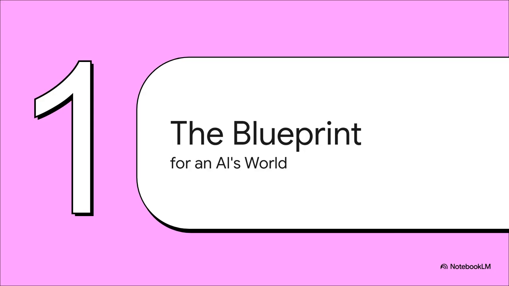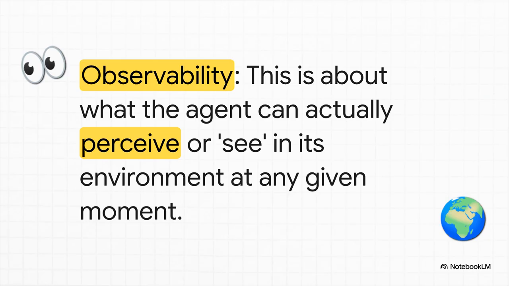Okay, so how do we actually do that? Well, we use this kind of blueprint, a set of 6 key properties that lets us classify any task environment. Once you understand these 6 dimensions, you know exactly what kind of challenge you're up against. All right, let's dive right in. First up, we have Dimension 1, observability. This one is all about a simple question. What can the agent actually see or perceive in its world at any given moment?